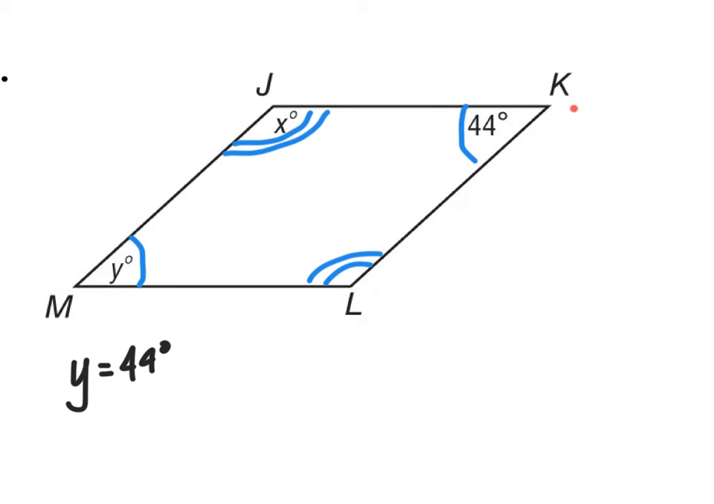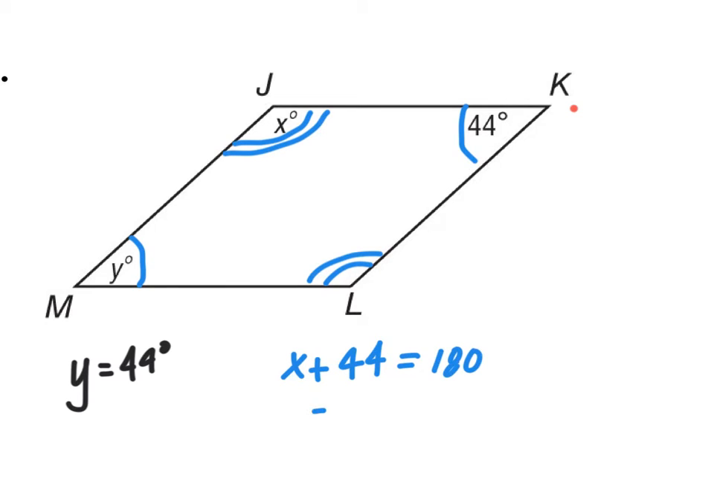Okay. Now, the other variable I need to solve for is x. And I know that this angle here, angle J and angle K, add up to 180. They are supplementary. These are consecutive. Consecutive means that they're next to each other. Okay. So I'm going to set up this equation here. I'm going to say that x plus 44 is equal to 180.